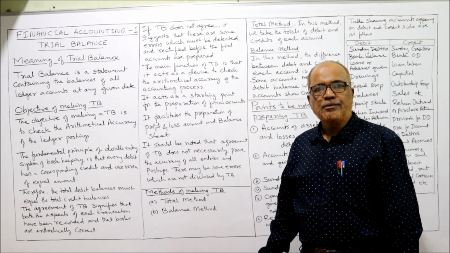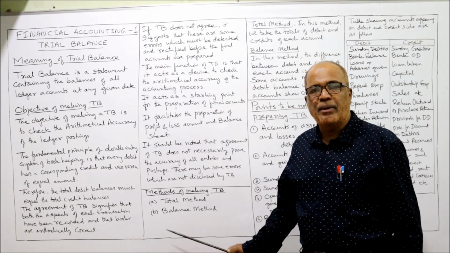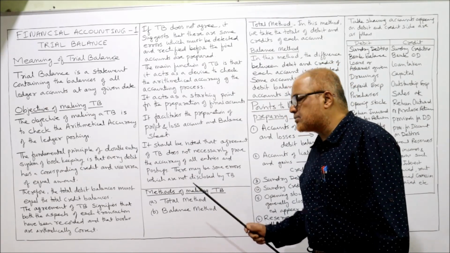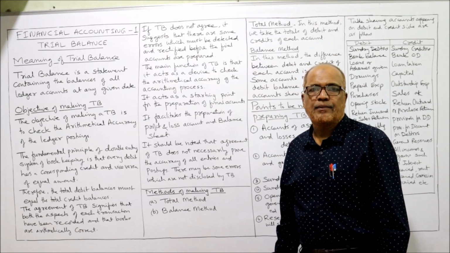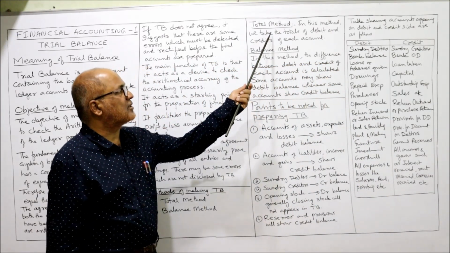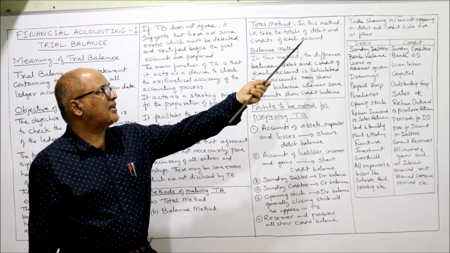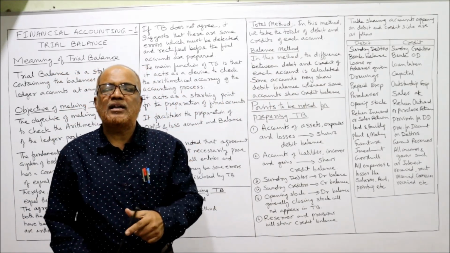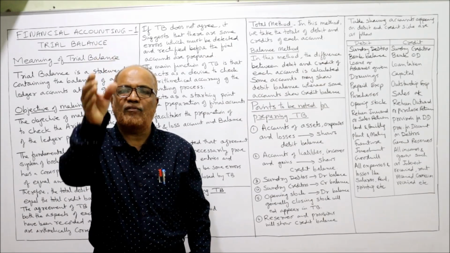Now what are the methods? There are two methods of making the trial balance. The first method is the total method and the second method is the balance method. First we'll discuss the total method. In this method we take the total of debit and credit of each account. For every account we will take the total of debit and the total of credit.